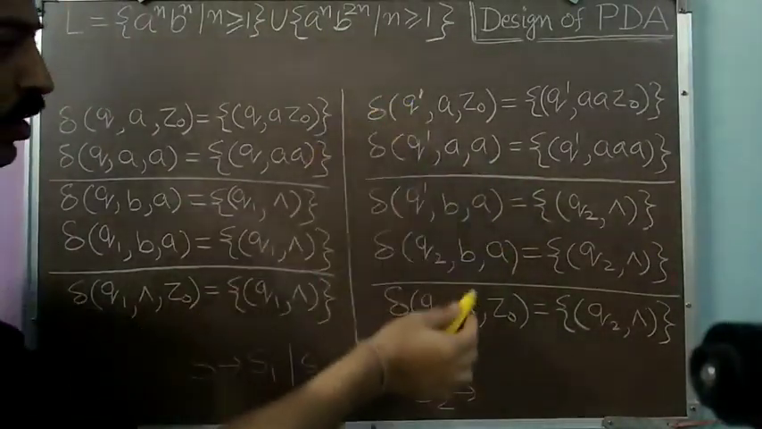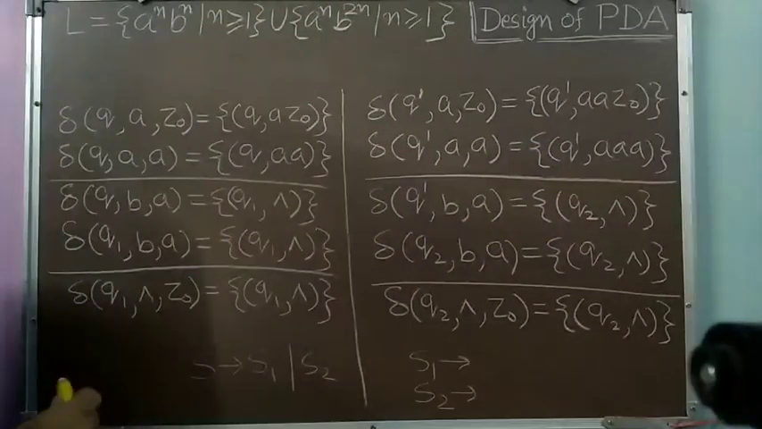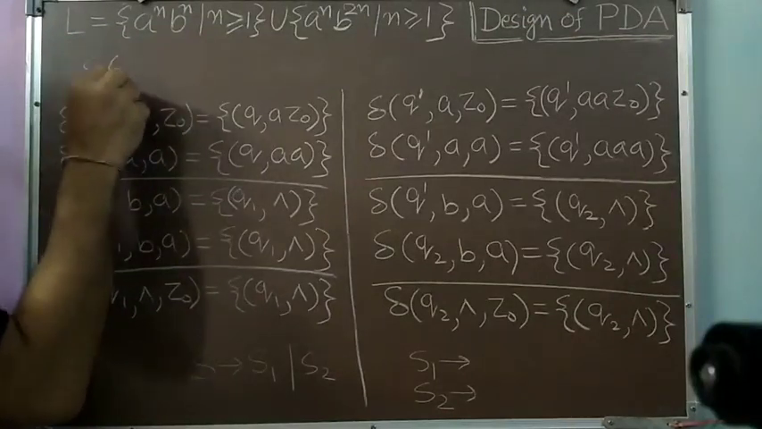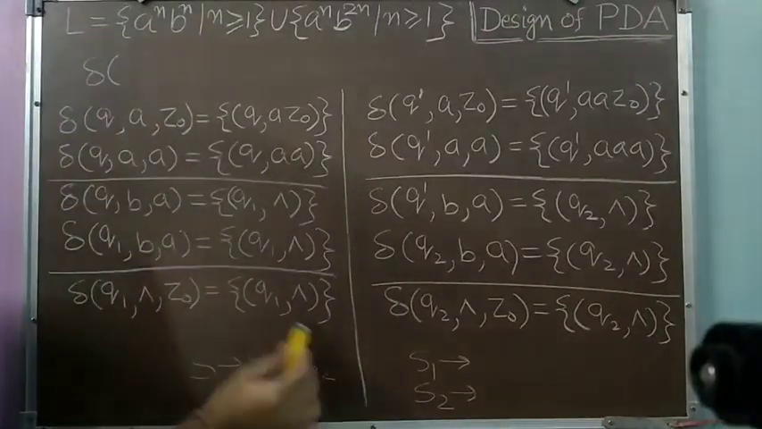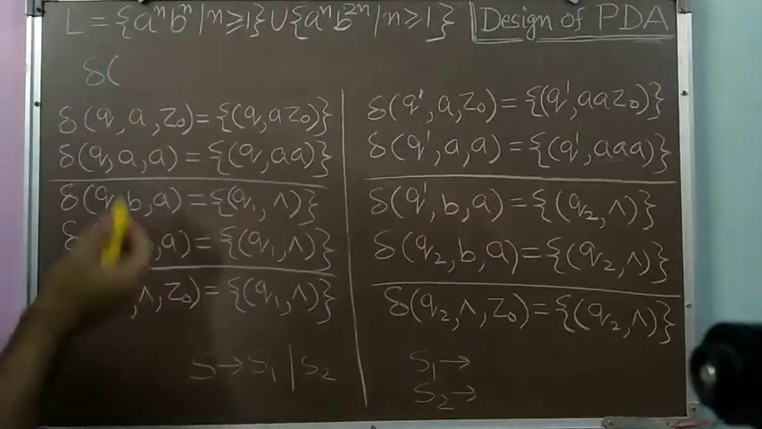So once you have made the PDA corresponding to the first language and the PDA corresponding to the second language, then you should write one transition which will add, like we have done here, S → S1 | S2. A similar kind of thing we will be doing here.